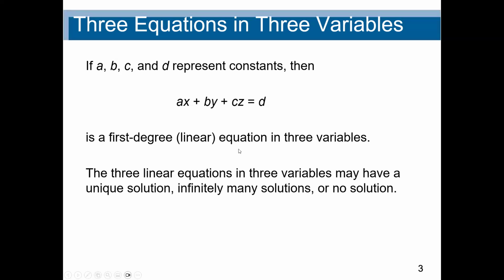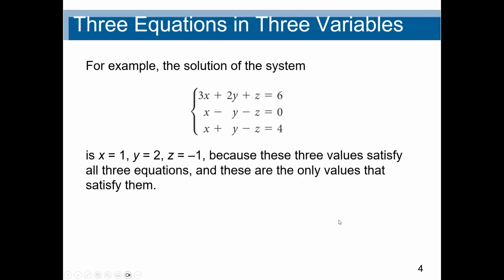But first of all, same thing as a system of linear equations with two variables, we have three possible solutions. Either we get a unique solution, or infinitely many solutions, or no solution. And this is how a system of linear equations with three variables will look.